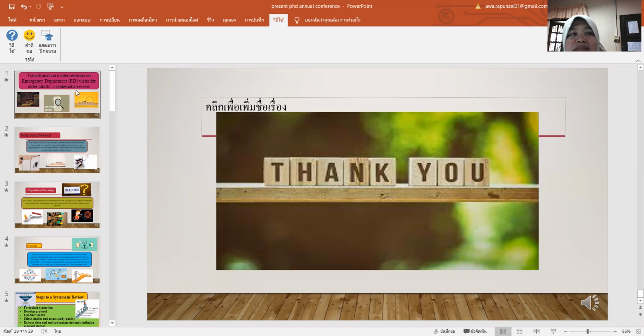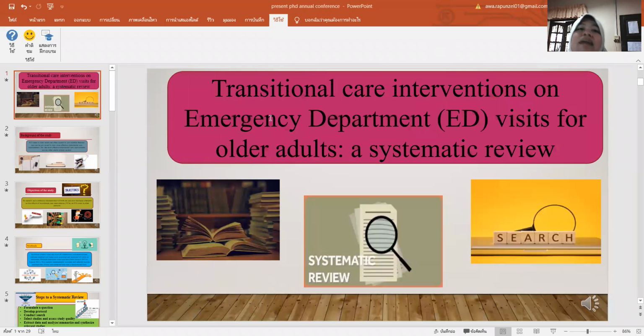Today, I would like to present the manuscript. The title is Transitional Care Interventions on Emergency Department Visits for Older Adults, a systematic review.